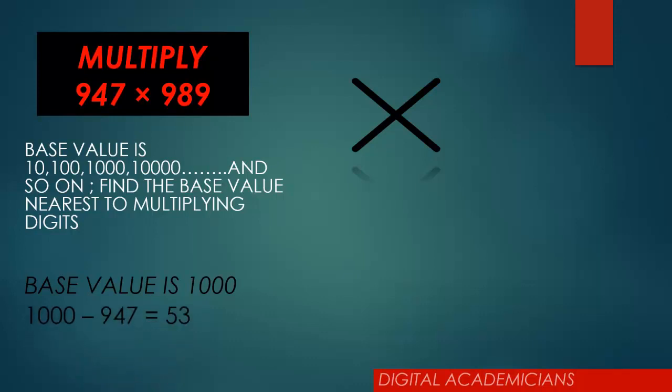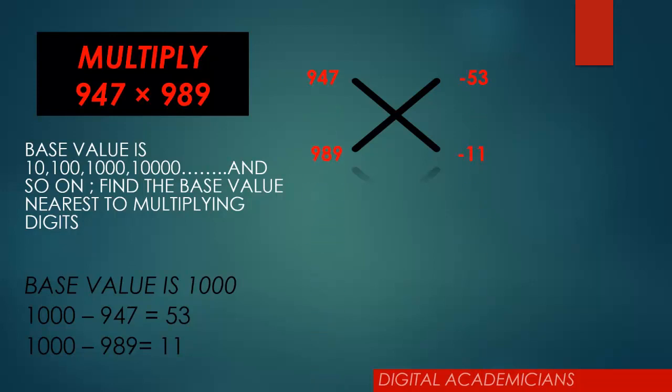Up next, we will be finding the difference of these multiplying numbers from their base value. On finding the difference, we come to a conclusion that 947 is 53 less than the base value 1000 and 989 is 11 deficit, or 11 less than the base value 1000. Now we will be using this cross symbol to multiply it easily.